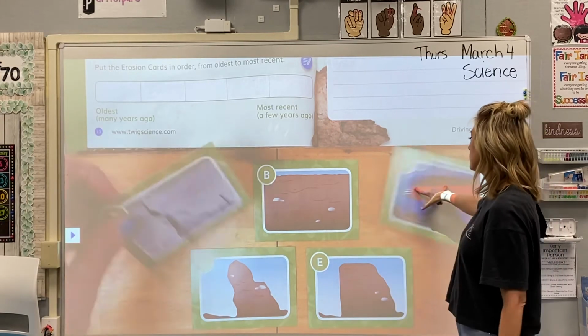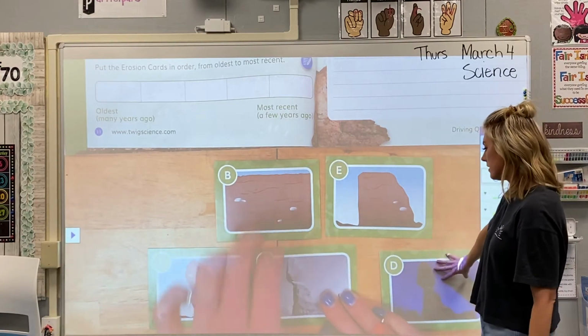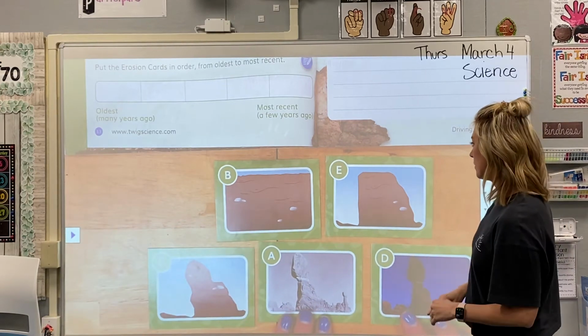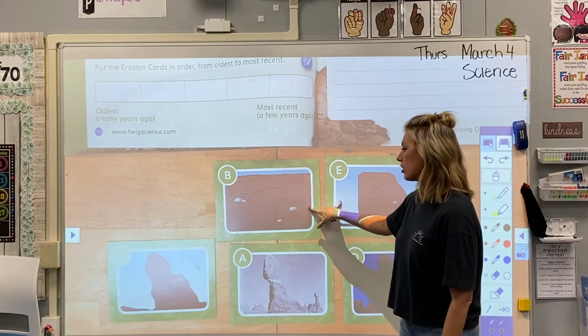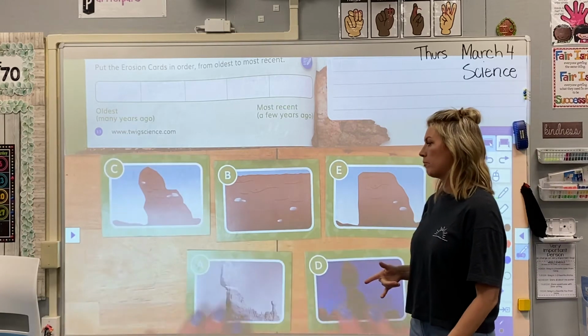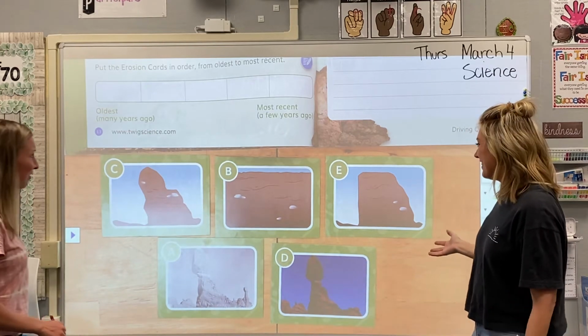And we know that D is in color and A is in black and white, so probably D is the most recent. Okay, so that leaves us with B, E, and C. They're all kind of cartoon drawings, because maybe there just wasn't photography back when this originated. Yeah, I have a feeling.